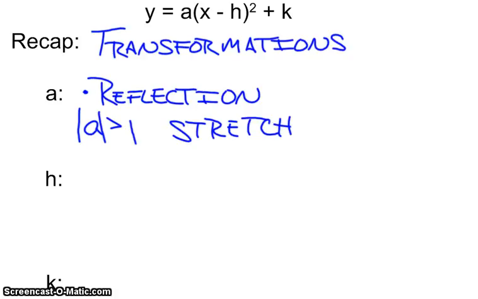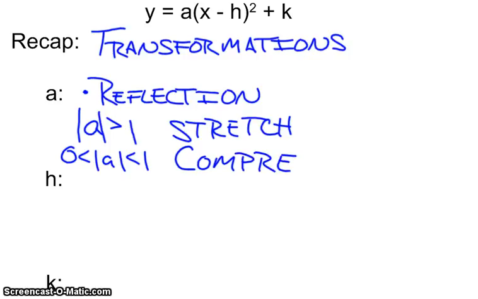If the absolute value of a is between 0 and 1, that means we're going to have a compression. Remember what I'm talking about between 0 and 1, we're talking about 1/2, 3/4, 0.45, any decimal or fraction that is between 0 and 1 would result in a compression when you take the absolute value of a.